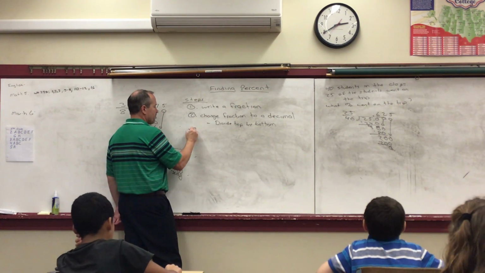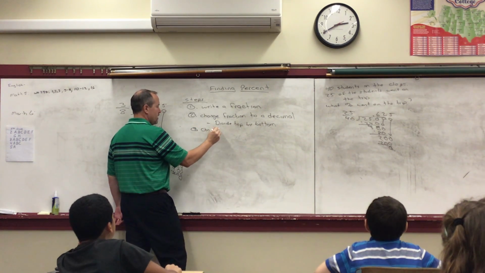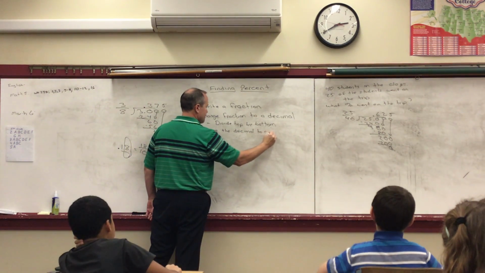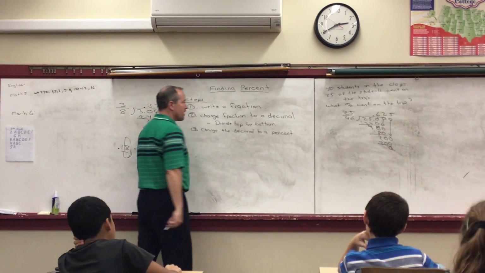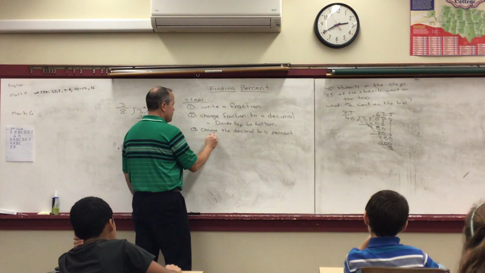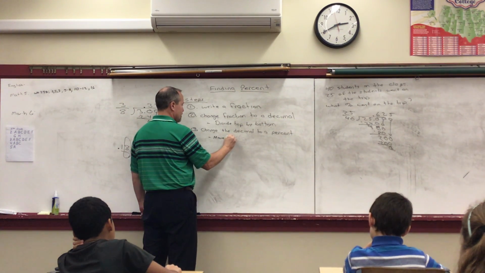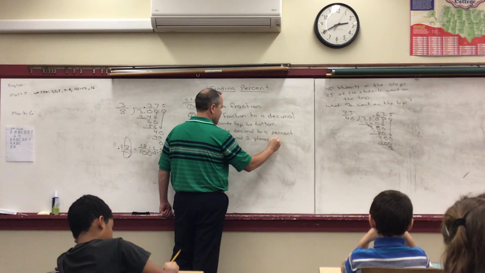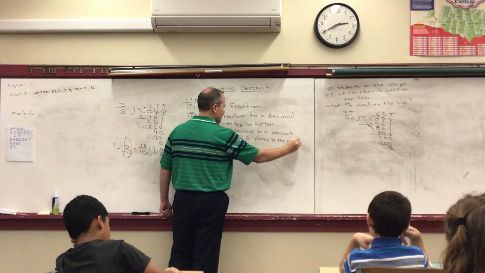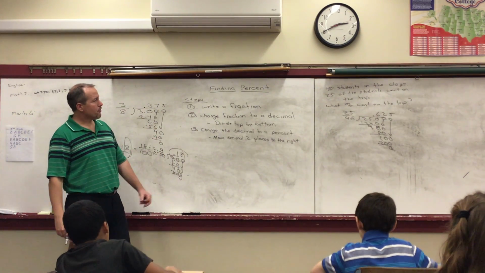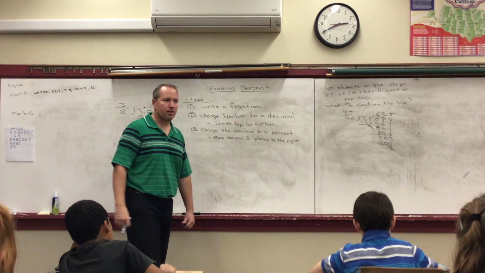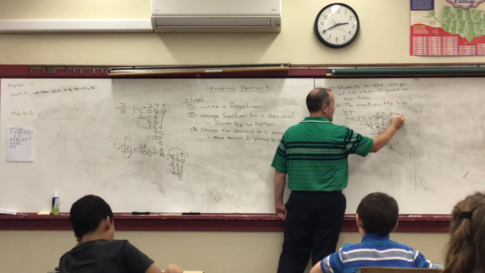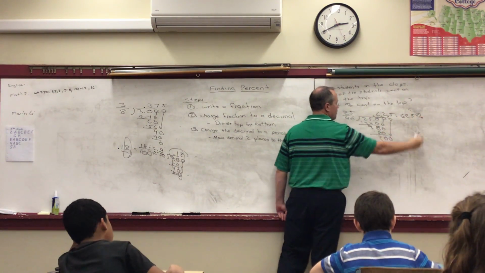The last thing we're going to do is change the decimal to a percent. Now, the way you do that is you move the decimal 2 places to the right. Okay, so now, if we look at our problem over there, we have it as a decimal. So now to change it to a percent, we need to move the decimal 2 places to the right. 1, 2, and so that would give us 62 and 5/10%.